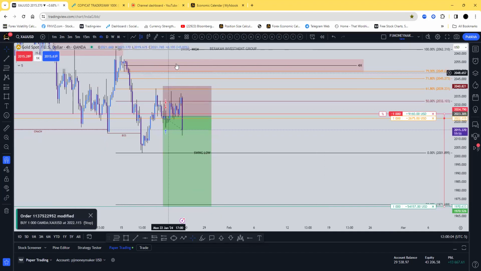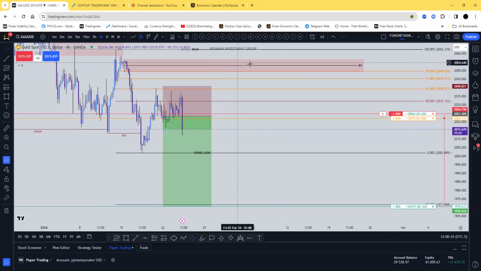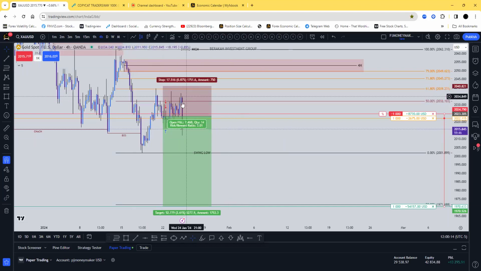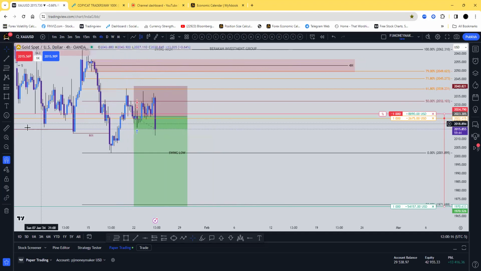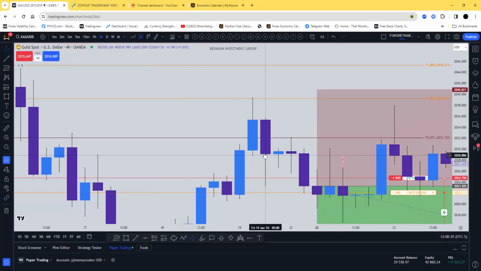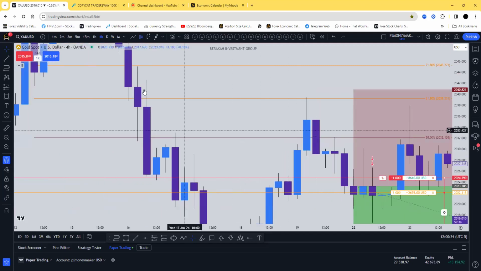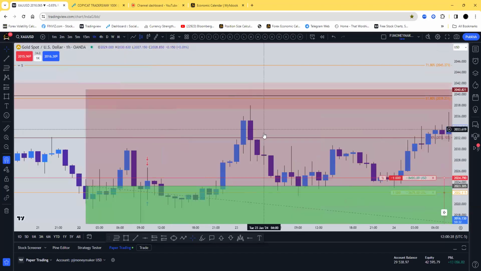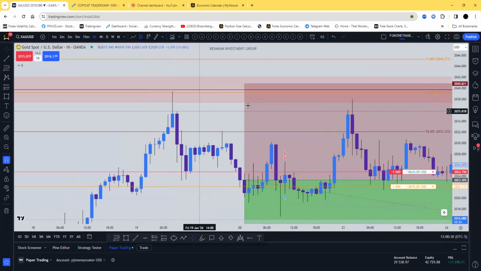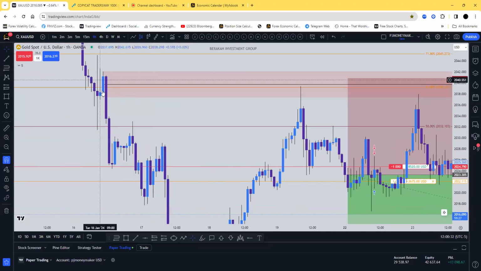So right here is a very good point of interest for selling gold. Why did I sell there? Simple. You see it right here, I told you. This is an engulfing candle. You see the engulfing candle? But why don't I see any order block there? Well, you don't see it, but on the 1 hour, yes. Now you see it? Right here?